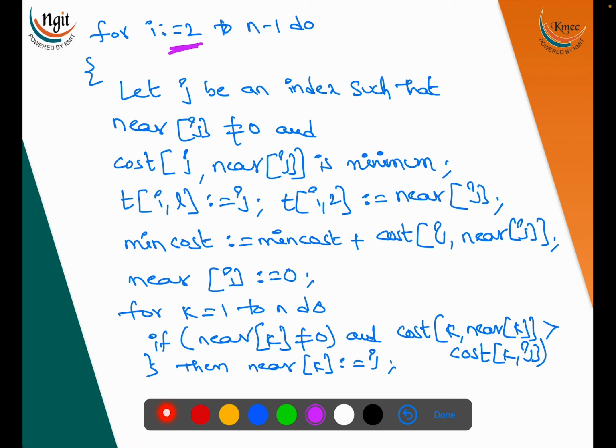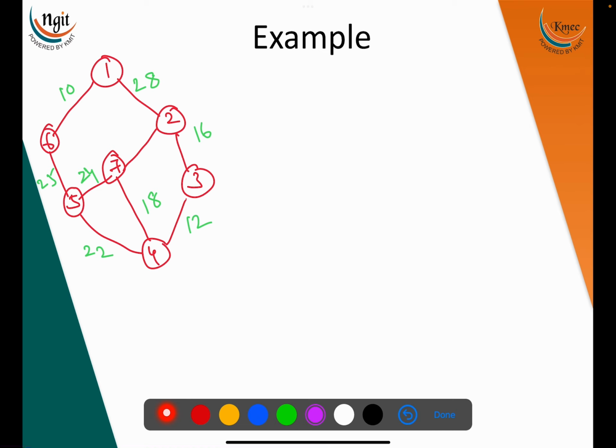This is Prim's algorithm. Again we will consider the same loop for the other vertex which starts with 2, and we will be joining all the minimum cost edges, and we'll find the sum of the minimum cost of the selected edges. This is the algorithm of Prim's algorithm. Now, I have given some example over here.